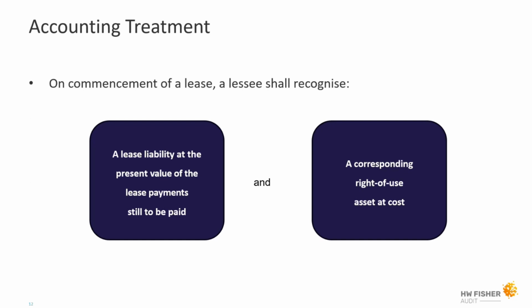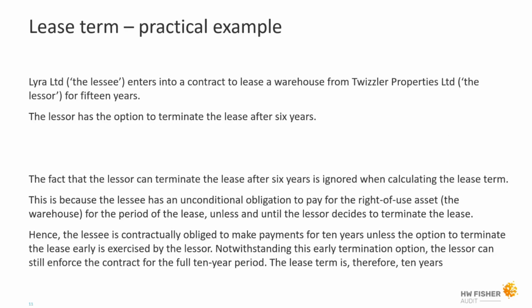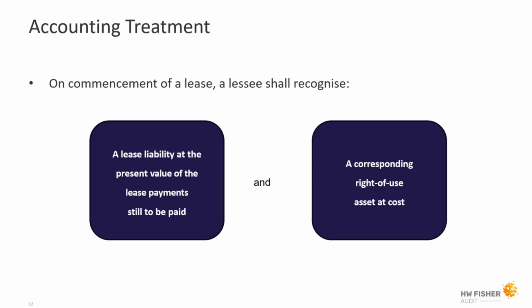This is because at the commencement of the lease, the lessee shall recognise a lease liability at the present value of lease payments still to be paid and a corresponding right of use asset. So going back to that previous example, the big difference of making sure you understand the terms of the lease and the length of the contract is that it's 15 years at a net present value of the future lease payments versus 6 years. It can make a significant difference if you haven't looked into it or make a wrong judgment or estimate.